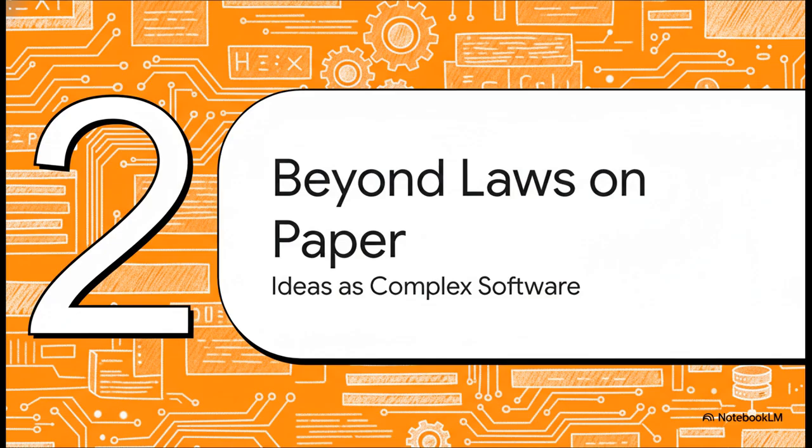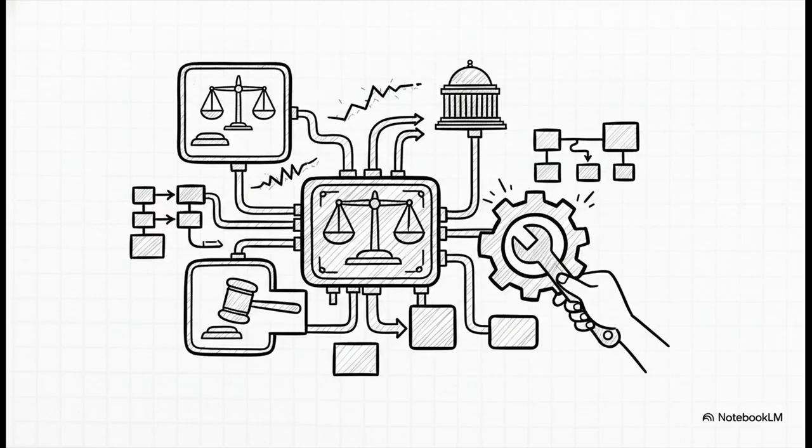So let's try this. Let's start thinking of our big governing ideas, democracy, free markets, the rule of law, as pieces of incredibly complex software. An idea like the rule of law isn't just a nice phrase you put on a building. No way. It's an entire operating system for a society. It's got rules, complex procedures, known bugs, and it requires constant, active maintenance by experts to keep it from crashing. It doesn't just run itself.